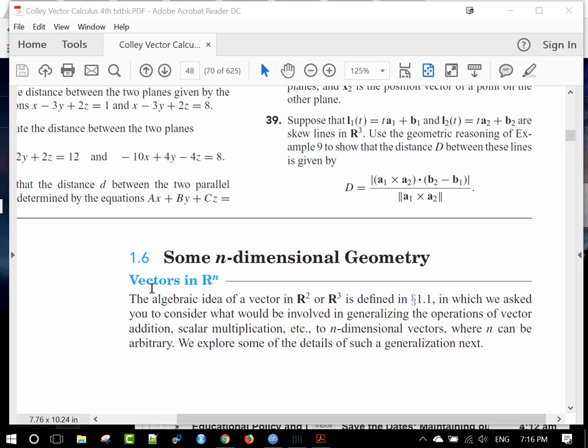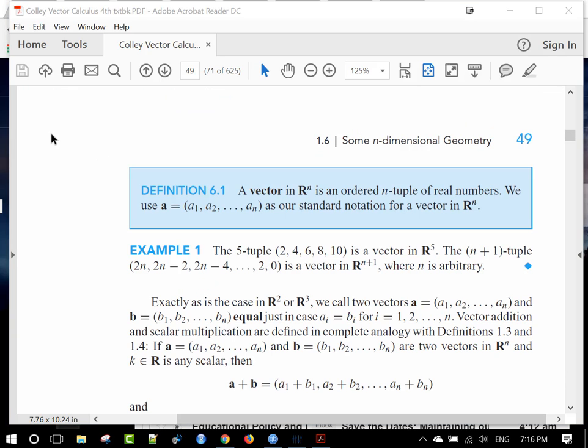Okay, so we want to extend the idea of vectors in R2 and R3 to Rn. As I said, we've done some of that already. Again, we're just going to consider a vector to be a tuple. In this case, we could call it an n-tuple. So it's just this list of elements. Of course, it's an ordered list of elements. If you switch the order, you have a different vector. For example, a 5-tuple is a vector in R5.